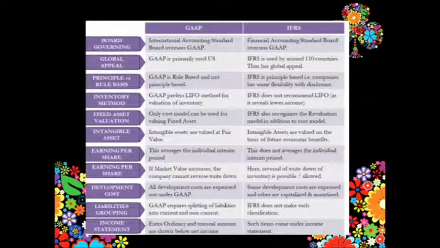So far we just saw the difference in the reporting, but now we are going to see how financial data preparation is different when using GAAP from that of IFRS. Okay, so GAAP uses LIFO, IFRS does not use LIFO, and you could see only the cost model can be used for valuing fixed assets under GAAP, while under IFRS, the revaluation method can be used in addition to the cost model. So the valuation of fixed assets, the model used is different.